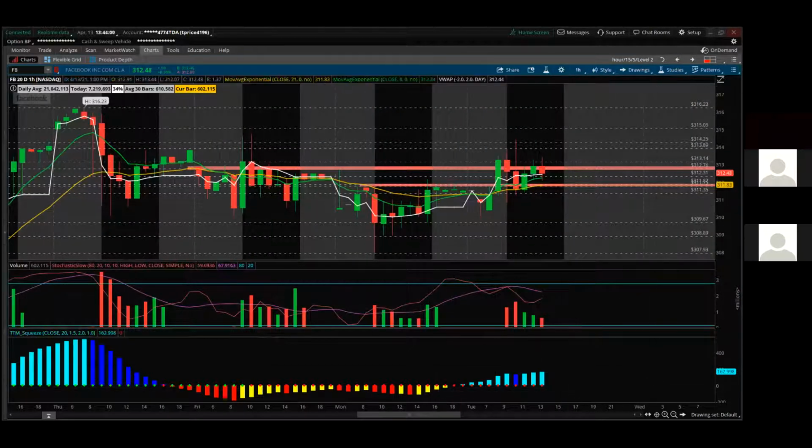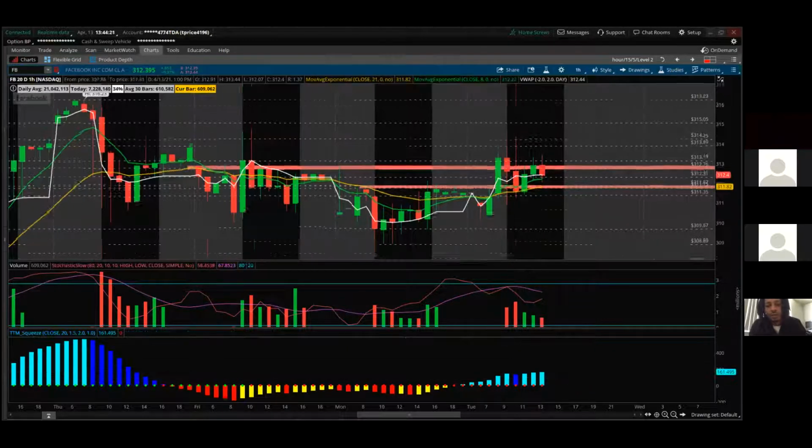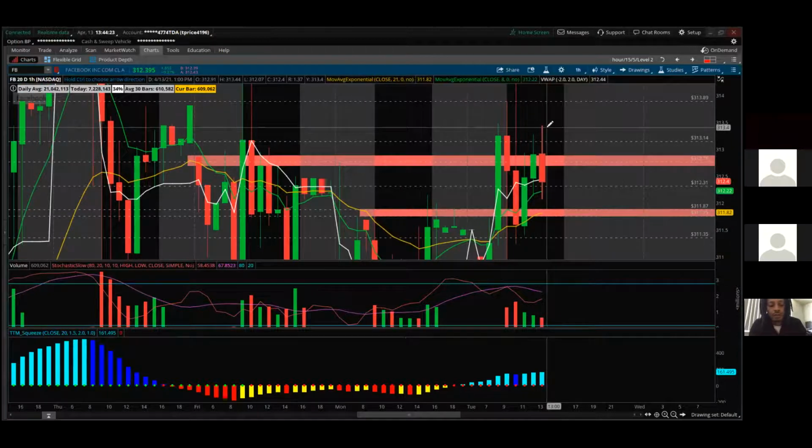It's starting to squeeze right here, a very short squeeze with that red bar. See how these bars are green, these little tiny dots? That means it's fired already. And then this red dot means it's squeezing. So it wants to do something, but the actual price action is having trouble.